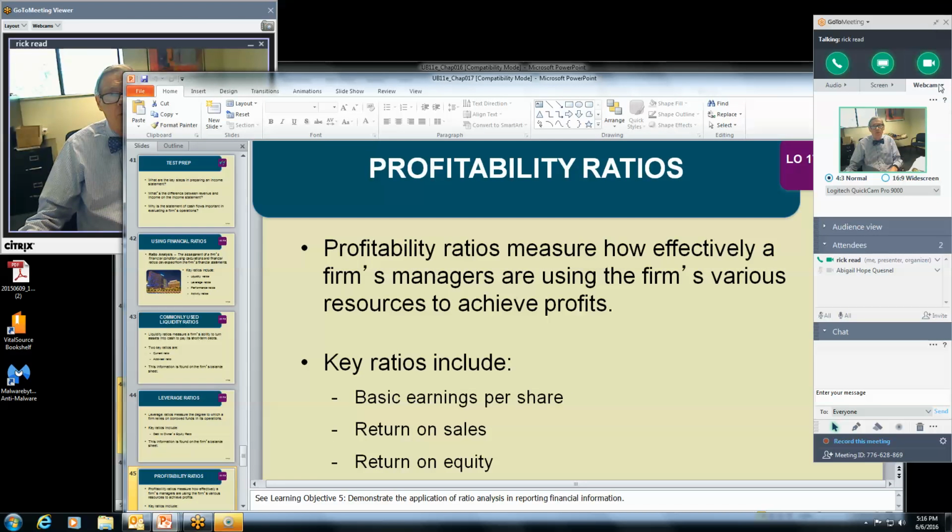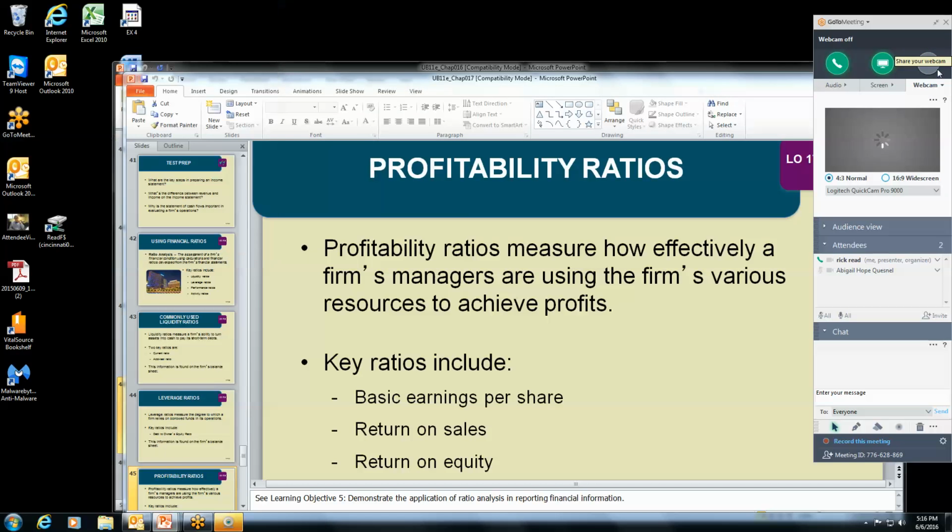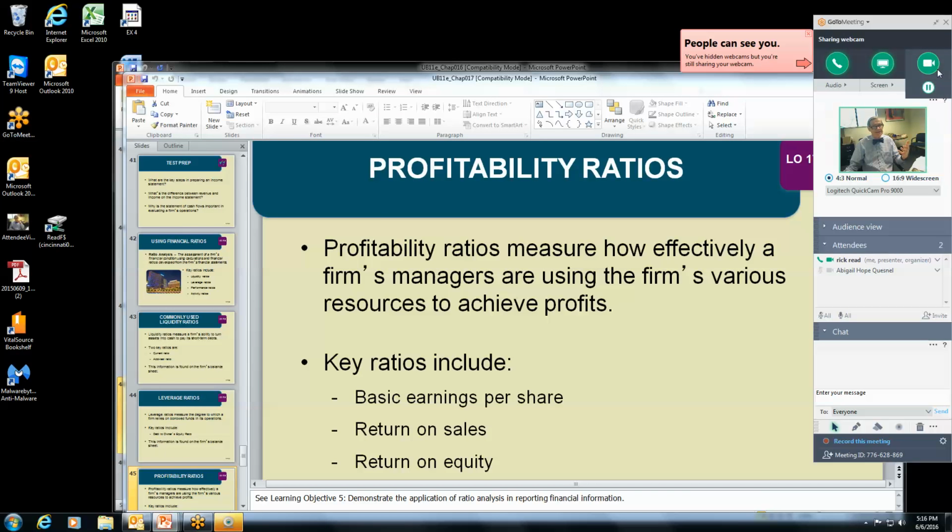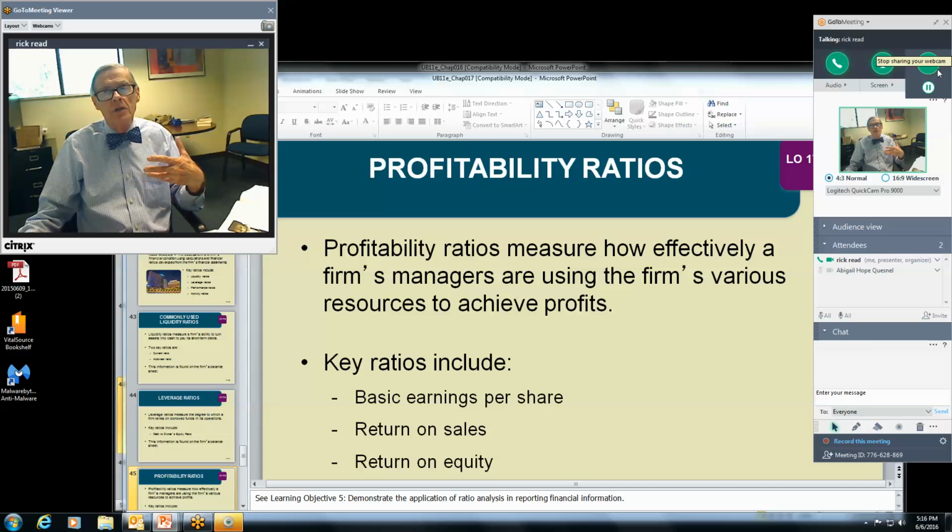Profitability ratio, how well we're managing our assets and resources to be able to be profitable. And the key ratios here are basic earnings per share, return on sales, return on equity.